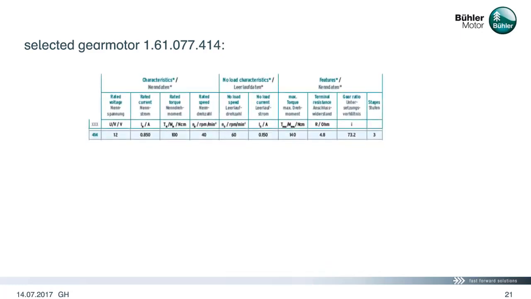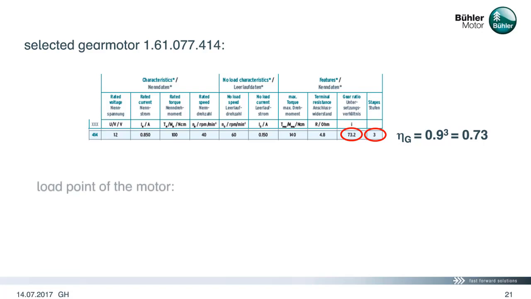Looking at the selected gear motor 61077-414 in more detail, we see that this is a three-stage gearbox. From the calculation 0.9 to the power of number of stages, we calculate a gearbox efficiency to 0.9 to the power of 3, which is 0.73 or 73%. The gearbox has a gear ratio of 73.2.